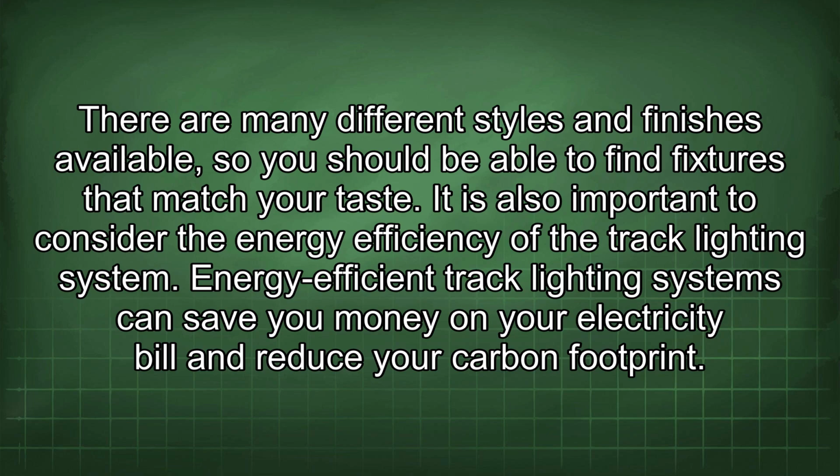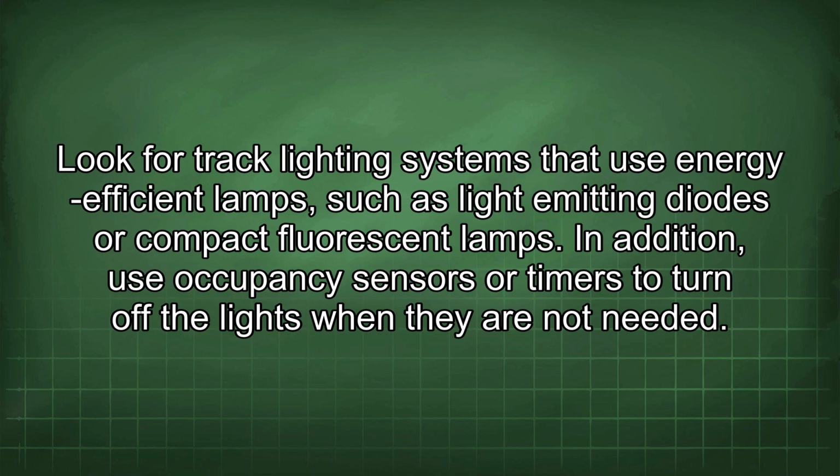It is also important to consider the energy efficiency of the track lighting system. Energy-efficient track lighting systems can save you money on your electricity bill and reduce your carbon footprint. Look for track lighting systems that use energy-efficient lamps, such as light-emitting diodes or compact fluorescent lamps. In addition, use occupancy sensors or timers to turn off the lights when they are not needed.